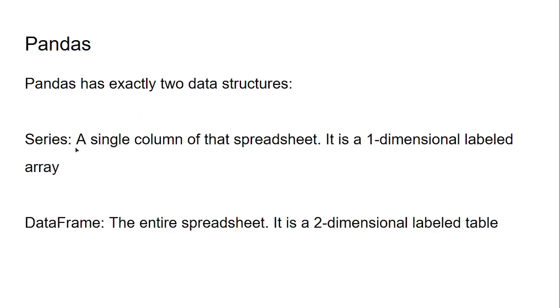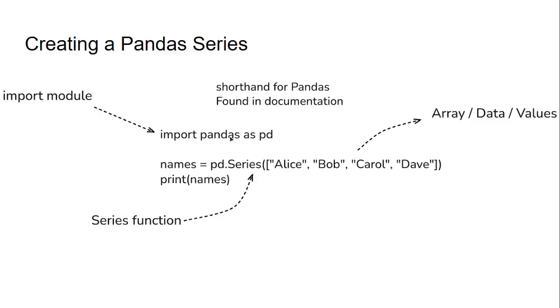We have Series, which is a single column of that spreadsheet. It's a one-dimensional labeled array that moves left to right, and a DataFrame, which is an entire spreadsheet, a two-dimensional labeled table.